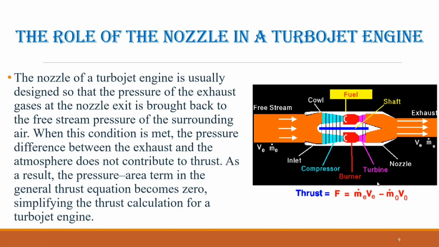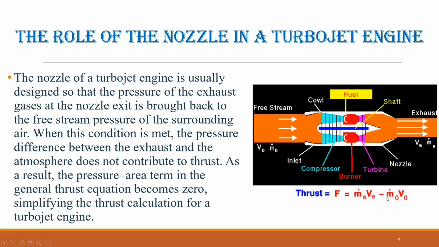The first term, the mass flow rate of the exhaust air multiplied by its velocity at the engine exit, is commonly referred to by aerodynamicists as the gross thrust. This term represents the momentum of the exhaust gases leaving the nozzle and is largely determined by the conditions within the nozzle, such as exhaust velocity and mass flow rate.